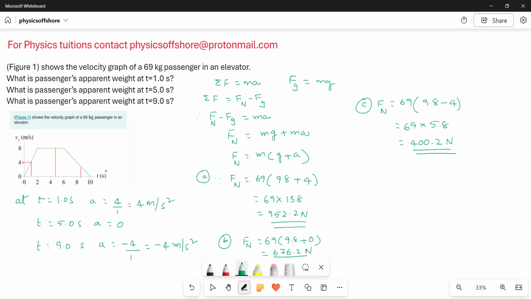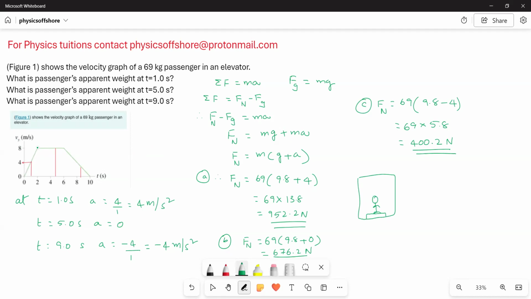This is based on Newton's laws, Newton's second law. Here we have two types of forces acting on the passenger: one is the weight acting downwards, and the other is the apparent weight upwards. Let us consider this to be the elevator, this is the weighing scale, and the passenger is standing like this. This is the velocity versus time graph.